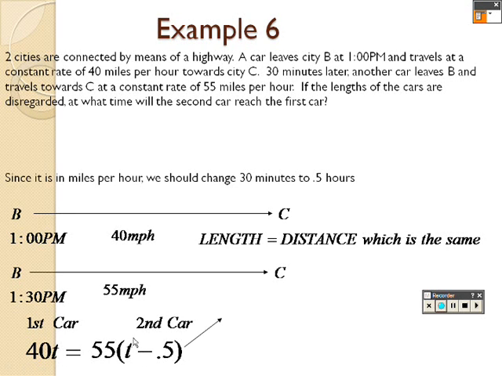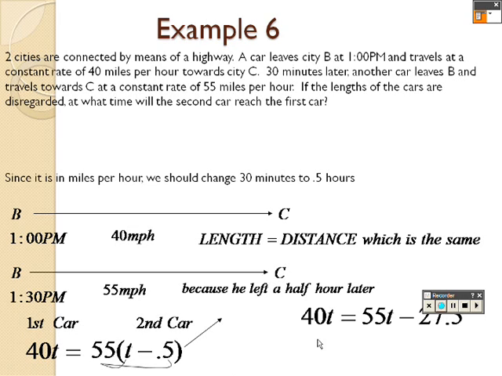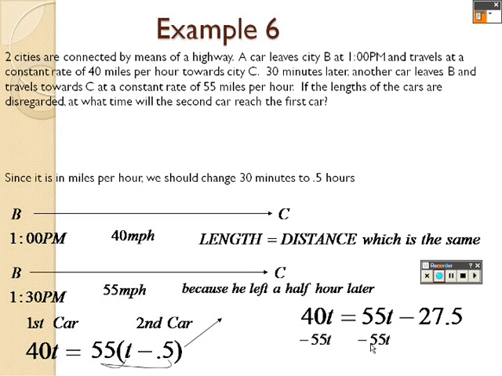So I distribute this through. 55 times t is 55t. 55 times negative 0.5, and we end up getting 55t minus 27.5. So I subtract 55t on both sides, and I get negative 15t equals negative 27.5. So I need to divide both sides by that negative 15.